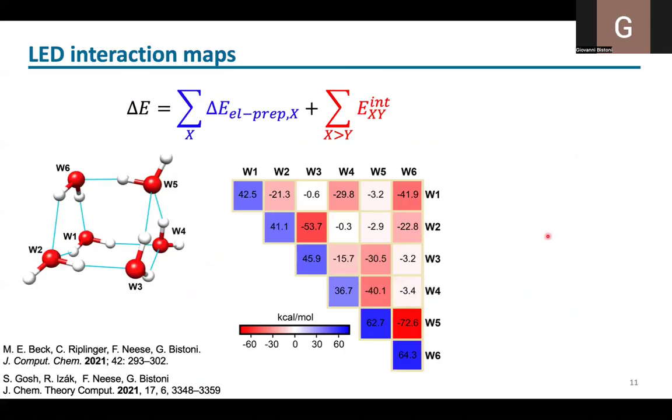Now, for systems with many fragments, the results from the LED analysis are usually represented graphically by means of the local energy decomposition interaction maps. Here is an example of these maps for the decomposition of the binding energy of the water hexamer.